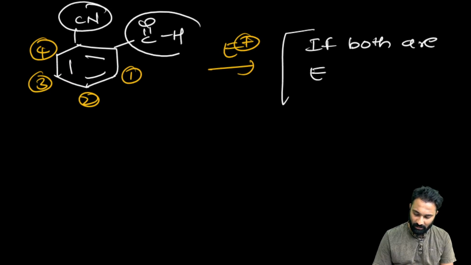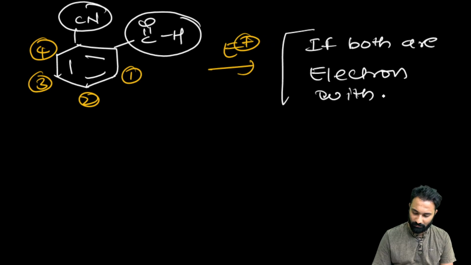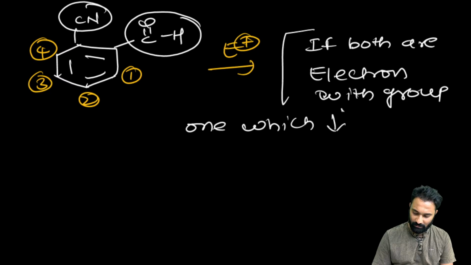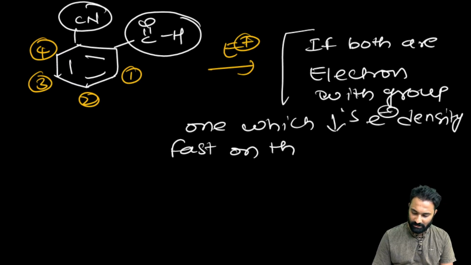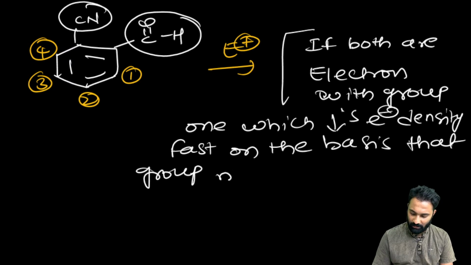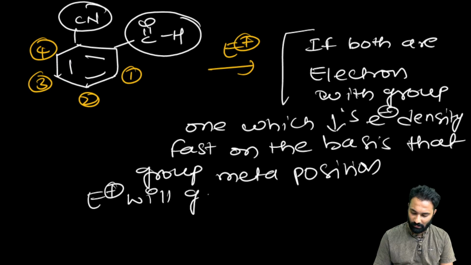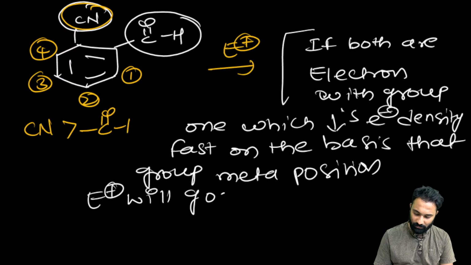Among the cyanide and the aldehyde, which one will decrease the electron density at ortho and para? If both are electron withdrawing groups, the one which decreases electron density faster, on the basis of that group, the electrophile will go to the meta position. Clear? So the answer is cyanide, because this cyanide is a strong electron withdrawing group, so that's the reason.